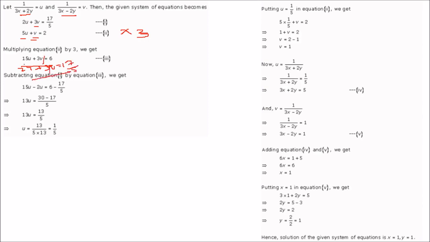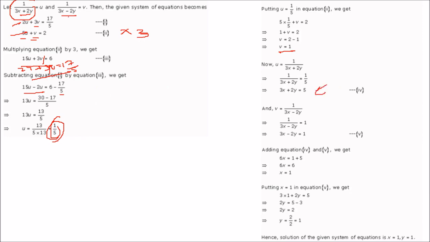Now subtract them. This gets cancelled. 15 minus 2u and 6 minus 17 by 5. So now you just resolve it. u will be equal to 1 by 5. Now put u equal to 1 by 5 in any of these two equations, you get v equal to 1. But you assumed what? 1 by 3x plus 2y equal to u, that is you have to put it as 1 by 5. So 3x plus 2y will be equal to 5. This is our first equation.